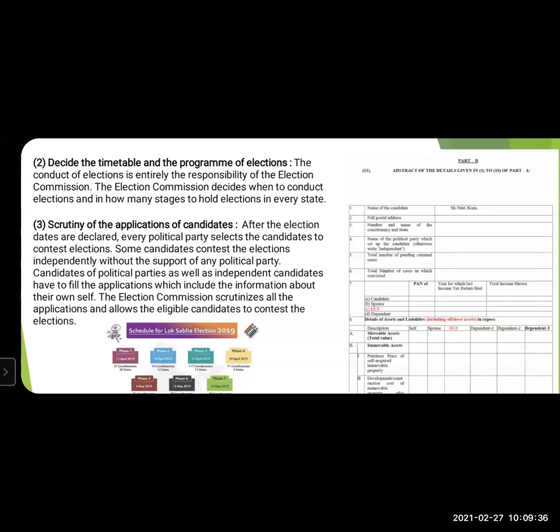So it is not that just because the form is filled, the person can contest the election from the political party or as an independent. No, once the form is filled, there is a detailed examination and investigation, and then only the eligible candidates are allowed to contest the elections.